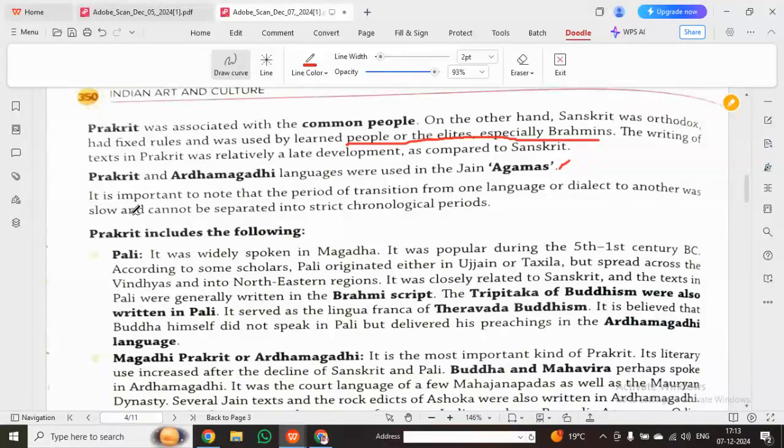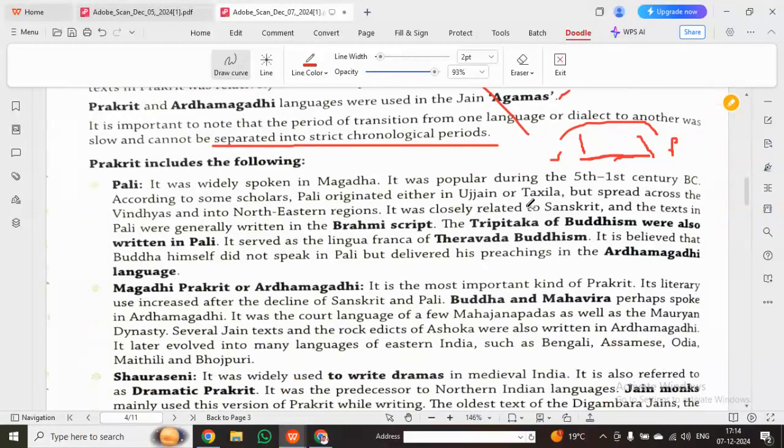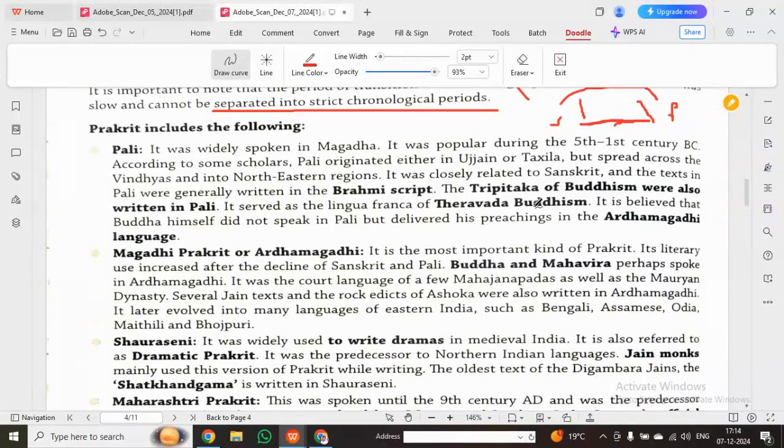It is important to note that the period of transition from one language or dialect to another was slow and cannot be separated into strict chronological periods. So एक लैंग्वेज ट्रांजिशन से दूसरी लैंग्वेज में. ठीक है. संस्कृत से प्राकृत में जाने का समय इज अ स्लो. That's why it is not a drastic change that you can notice, ठीक है.